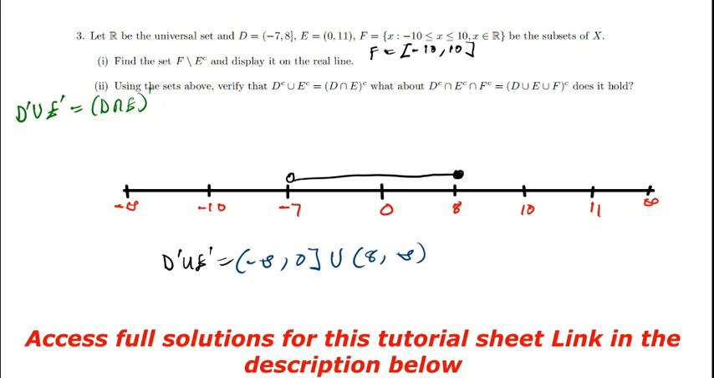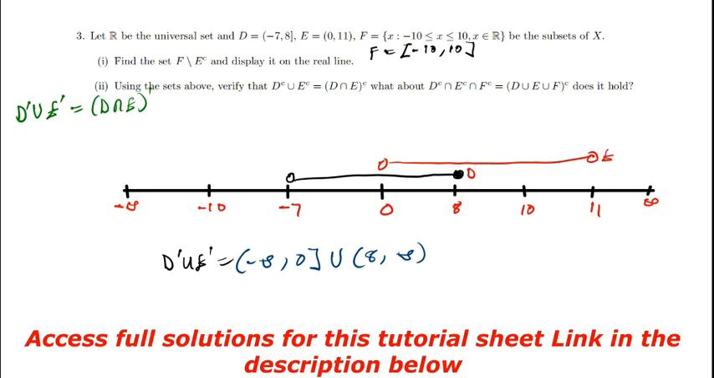So let's start with D. D, we are saying it runs from -7 not included all the way to 8 closed. So what we have here, in short, this is D. What about E now? E runs from 0 not included, so it will be open at 0, all the way to 11. 11 also not included, closed at that part again. So like this. This is E.